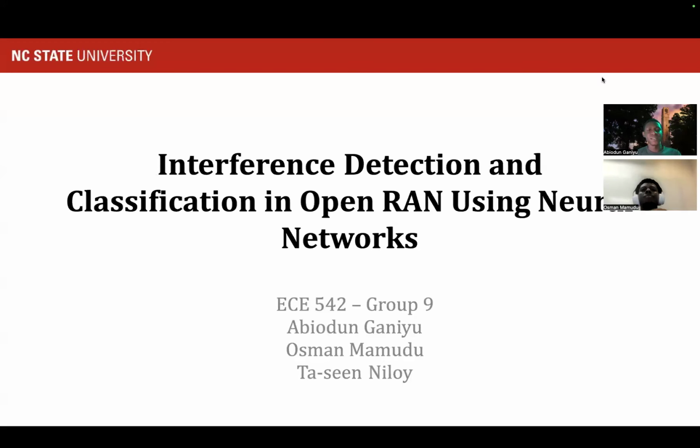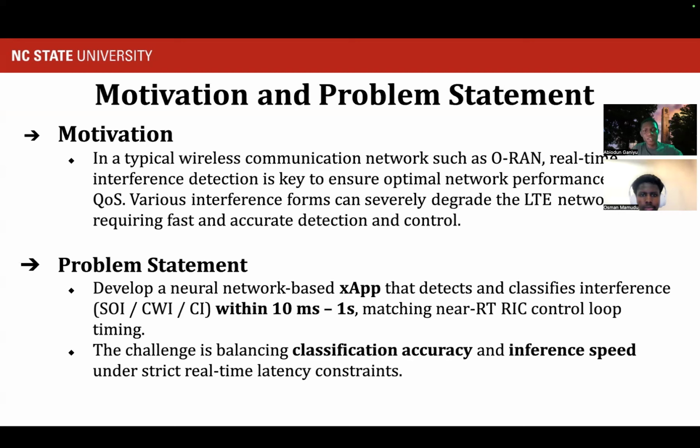Hi, this is our final presentation on interference detection and classification in Open RAN using neural networks. In a typical wireless communication network such as Open RAN, real-time interference detection is very important in order to ensure optimal network performance and quality of service.